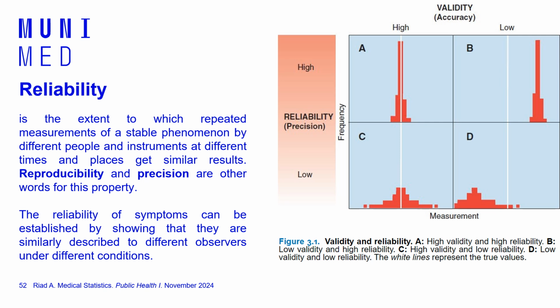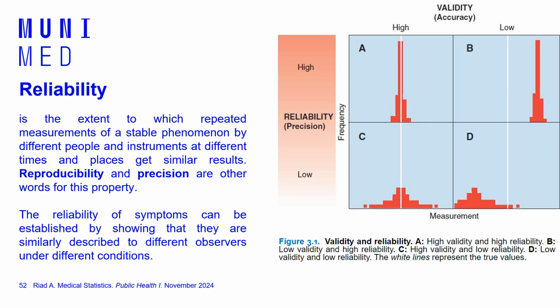However, if you look at graph D, the last one on the bottom right side, this is low validity and also low reliability. Why low validity? Because the mean score is very far from the truth, which is the white line. And also low reliability because the values are distributed over a huge range. So every time the test is used, it can give you a totally unpredictable result. So here we have low validity and low reliability.